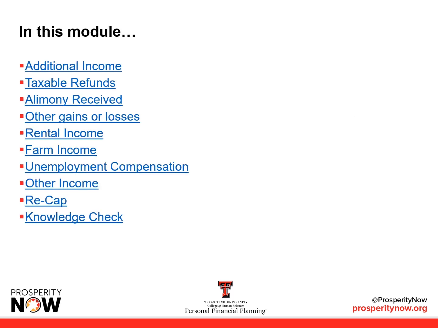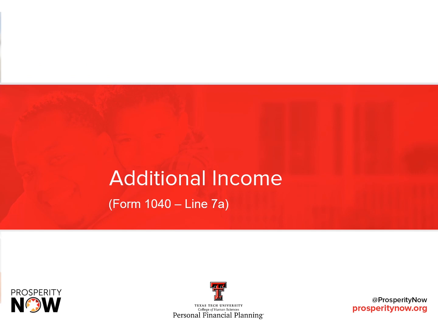In this module, we'll cover additional income, taxable refunds, alimony received, other gains or losses, rental income, farm income, unemployment compensation, and other income. We'll recap and have a knowledge check. Additional income is found in the Form 1040, line 7A.